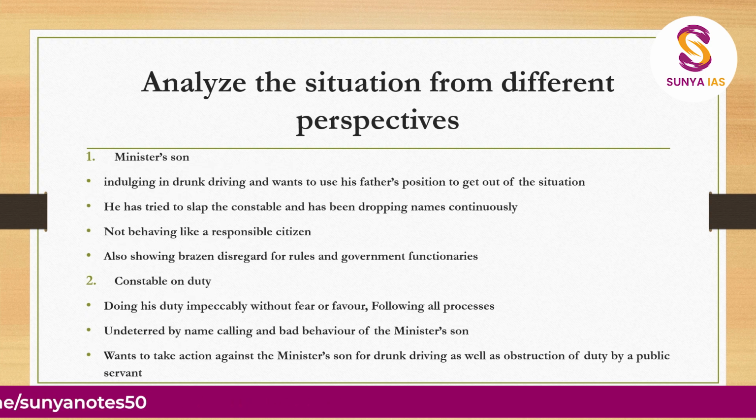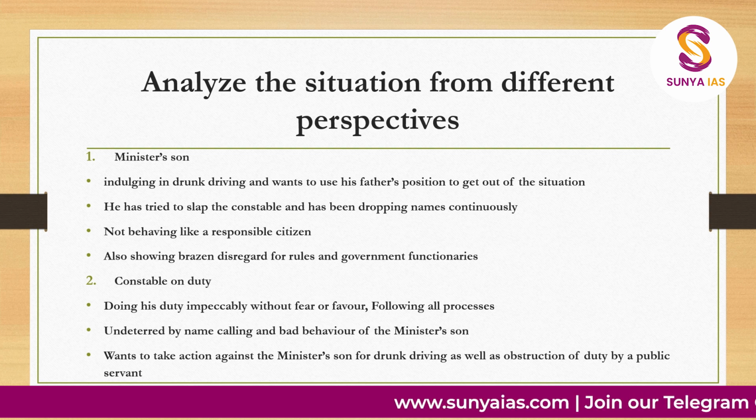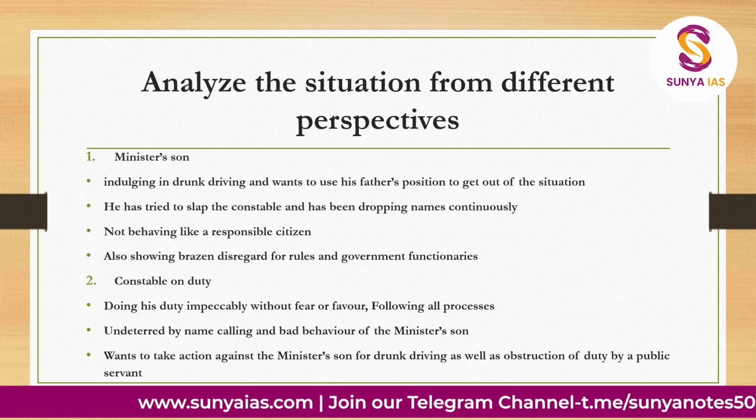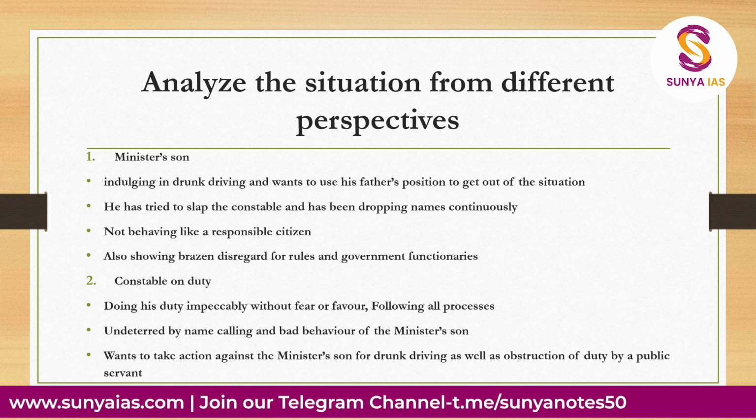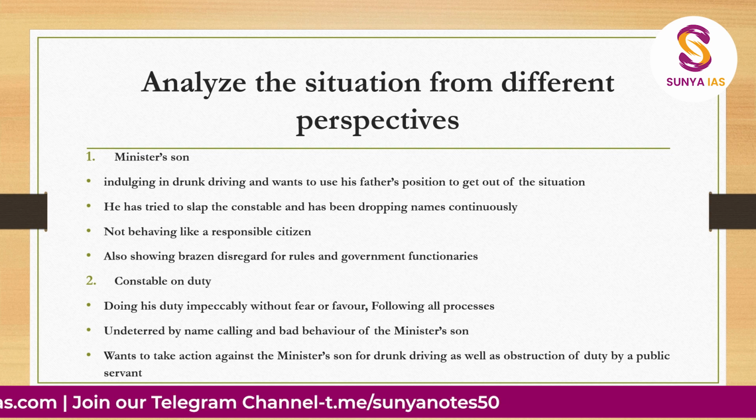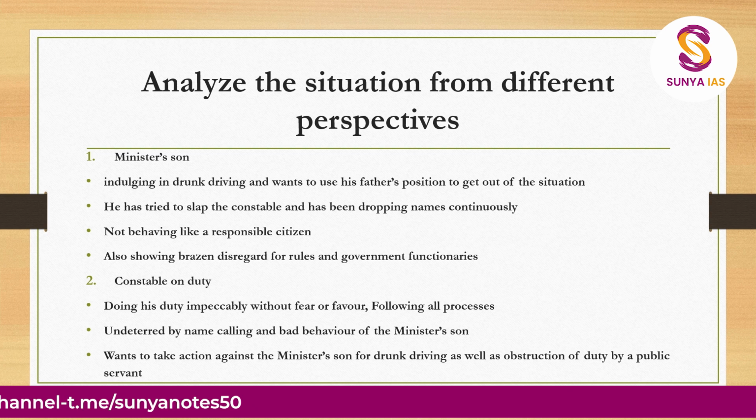Okay, so situation from different perspectives. What does the minister's son want? Right? So you need to analyze this situation from his perspective. He is indulging in drunk driving and wants to use his father's position to get out of the situation. This is pretty straightforward. He has tried to slap the constable and has been dropping names continuously. He is not behaving like a responsible citizen, and he's also showing brazen disregard for the rules of not driving while being drunk, as well as for government functionaries.